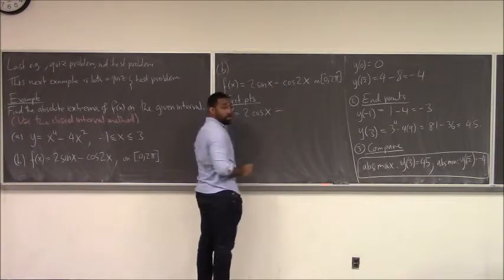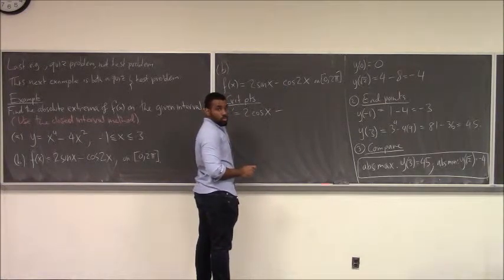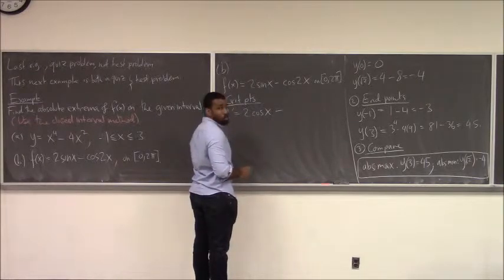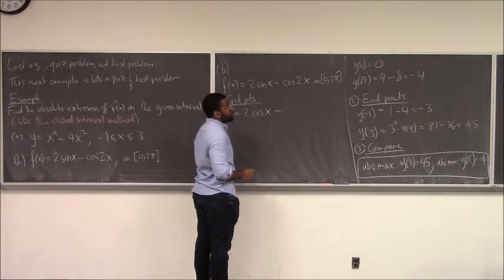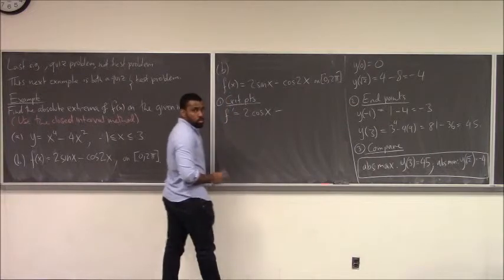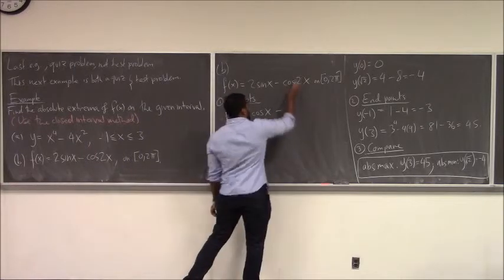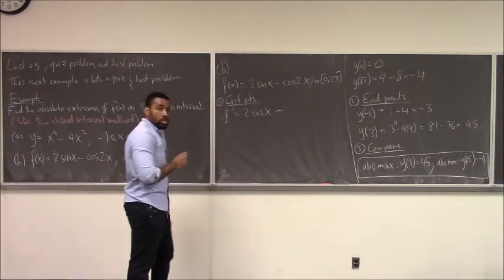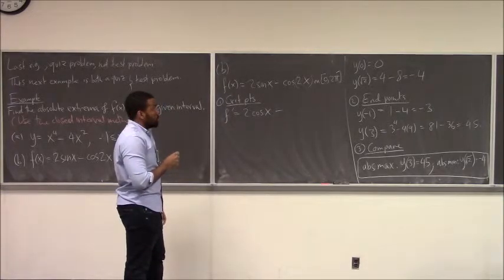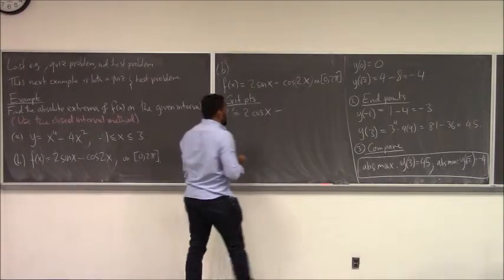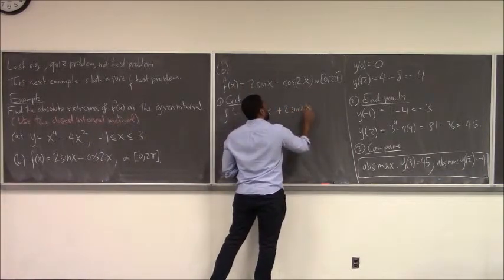And how do you differentiate that? Is it negative sine, or -2 sine x? It's cosine of negative 2x. Yeah, 2x is the inside function. It's negative sine 2x times 2, which makes plus 2 sine 2x. So that's the derivative.